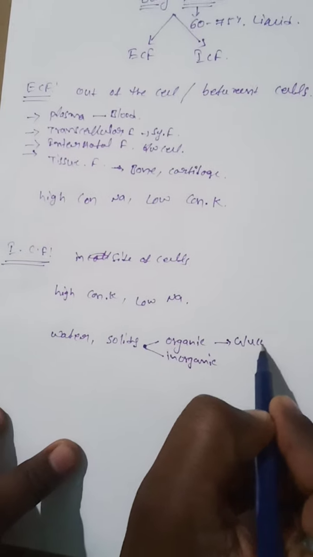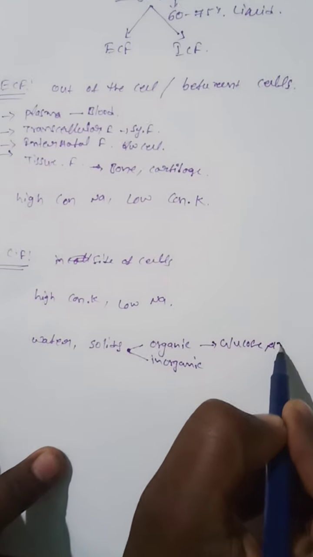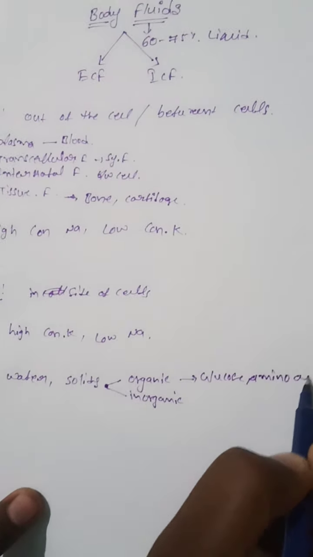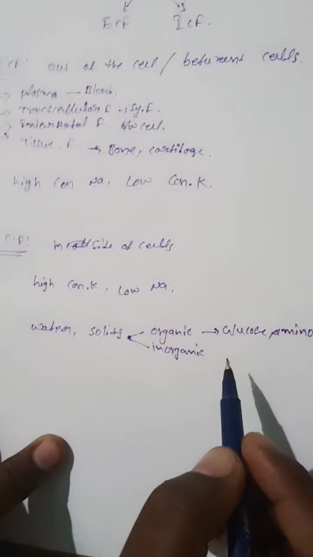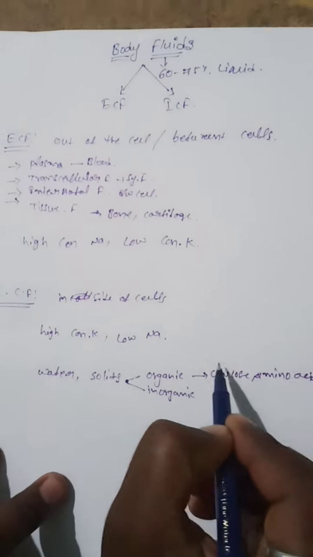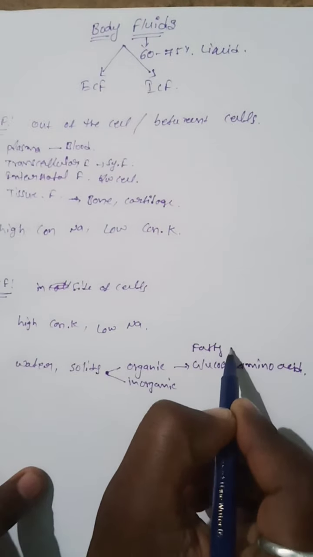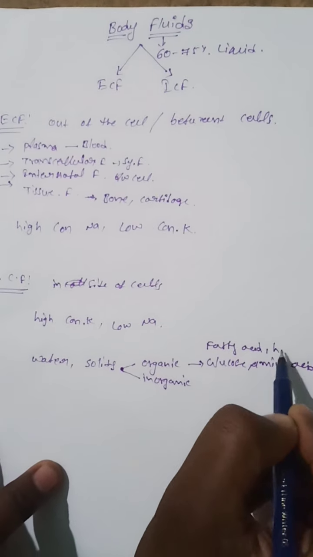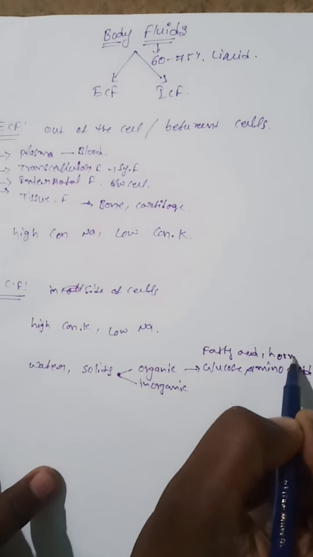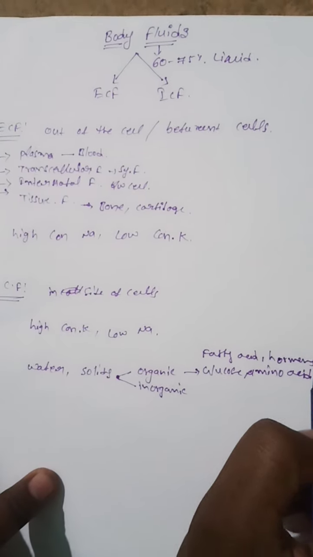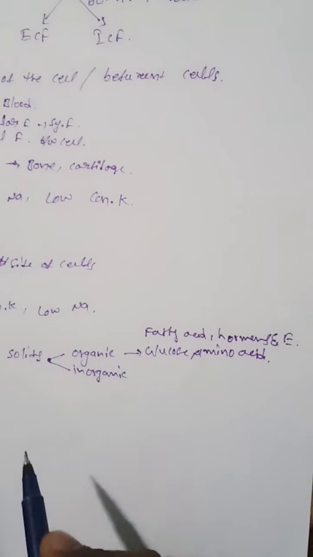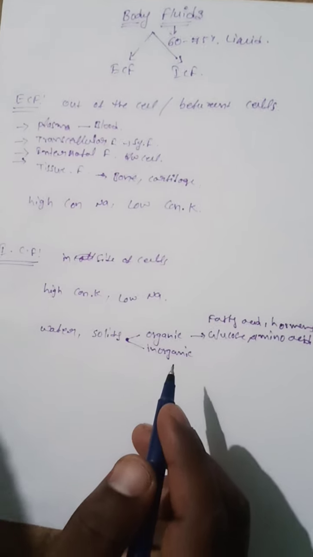Glucose, amino acids, fatty acids, hormones, and enzymes. These are the organic substances.